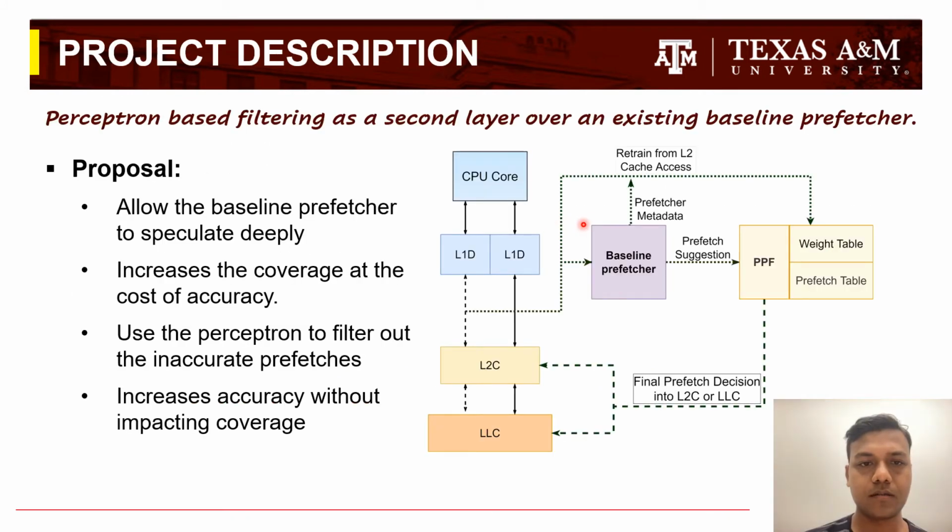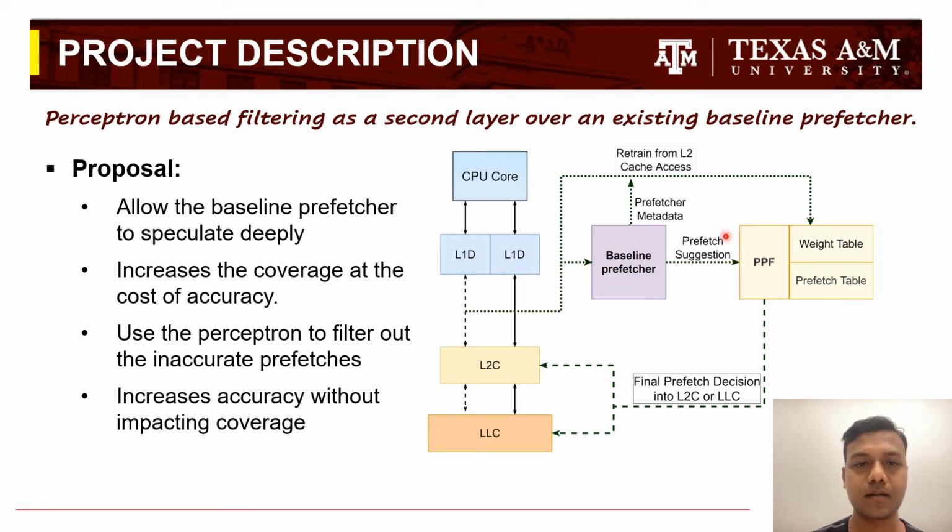Over here we can see the top-level working model of our design. In the center we can see the baseline prefetcher. This prefetcher can be anything. It can be IP stride, next line, and SPP-Dev that we have used, or any other prefetcher that we want. This baseline prefetcher monitors the access pattern from the L2 cache and sends a prefetch suggestion to the PPF filter.